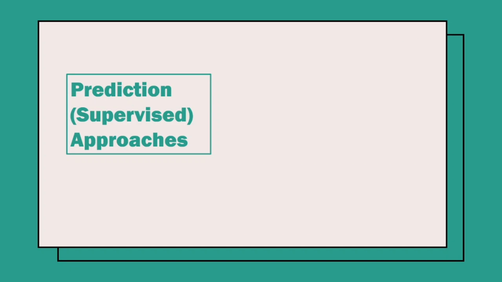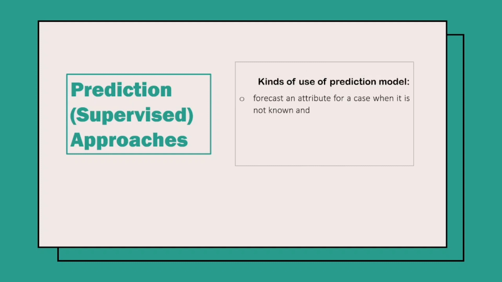The prediction or supervised approaches. These prediction models use a combination of attributes for a case, the predictor variables, to predict the value of another attribute, the target. Kinds of use of prediction models: it forecasts an attribute for a case when it is not known, and explanatory. In this case, the focus is to better understand relationships between variables.